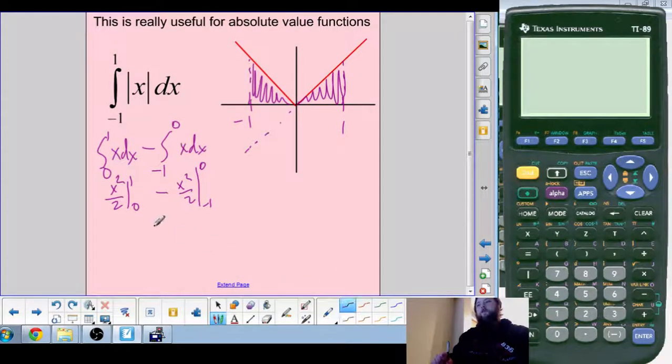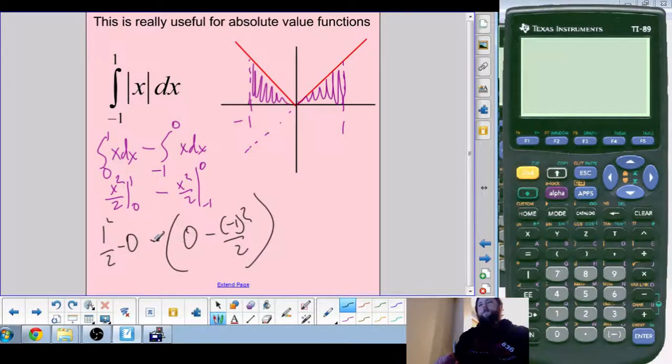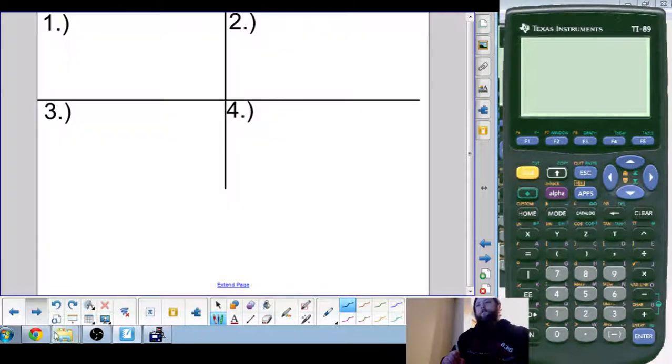All right, and evaluating all this, you'll get 1 squared over 2 minus 0, and minus, it'll be 0 minus negative 1 squared over 2. What happens in this case is negative 1 squared is 1, and the negative makes it positive, so that'll equal 1/2 plus 1/2, which equals 1. All right, that's it.